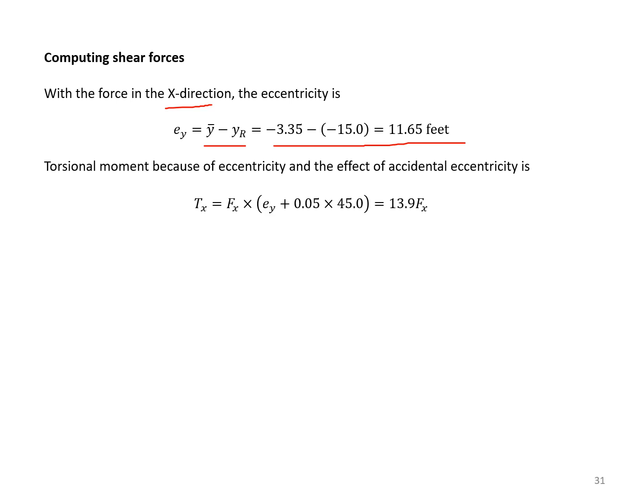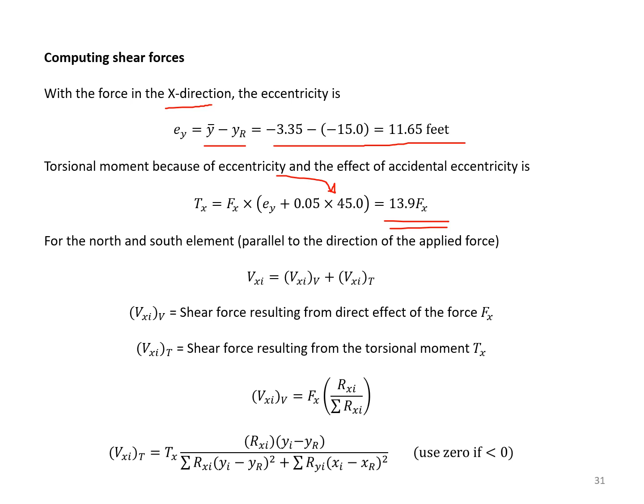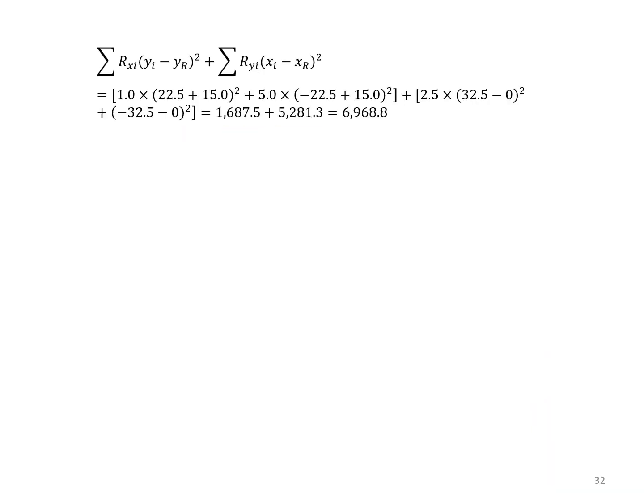Torsional moment, now with the 5% accidental eccentricity considered, is 13.9 Fx. And for the north and south element, parallel to the direction of the applied force, you get the summation of the two terms as we talked about. These are the equations, so I'm not going to go over them, and we'll just plug in numbers. But let's first find this denominator. This is the calculation that we do.